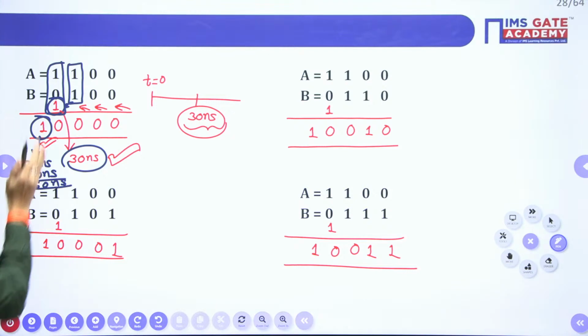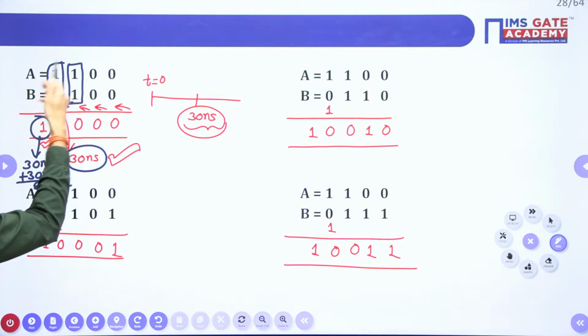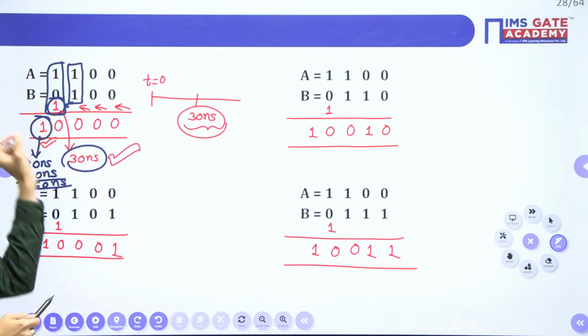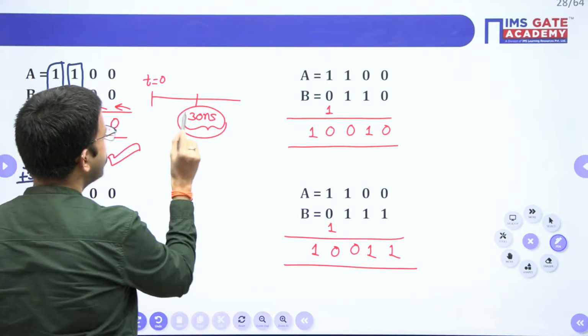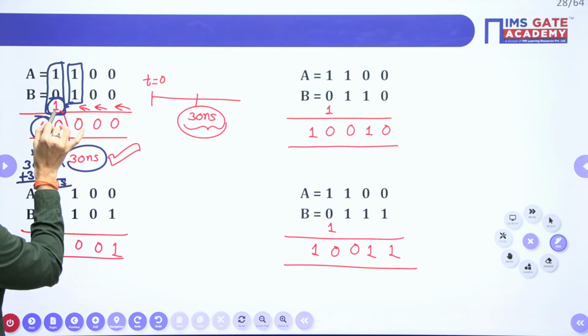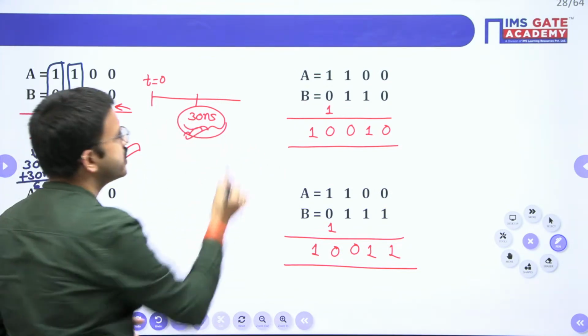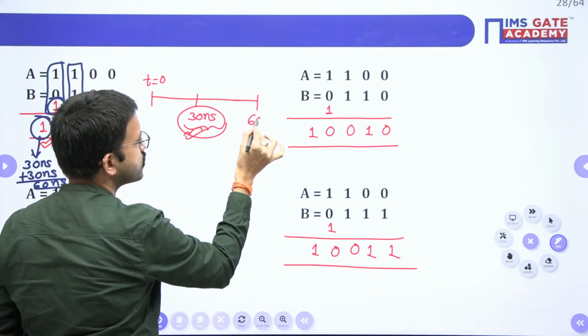Now after this, you are having a full adder with ABC inputs. In order to produce the carry, obviously that full adder will take 30 nanoseconds only. But since this carry input as 1 you are getting at 30 nanoseconds, from here you have to consider another 30 nanoseconds. So that means it will be 60 nanoseconds.